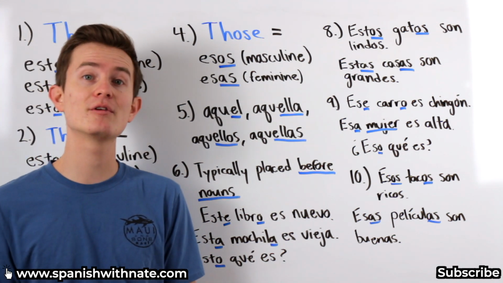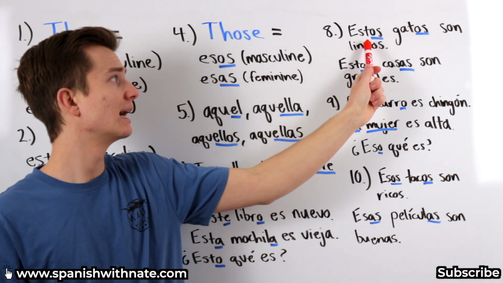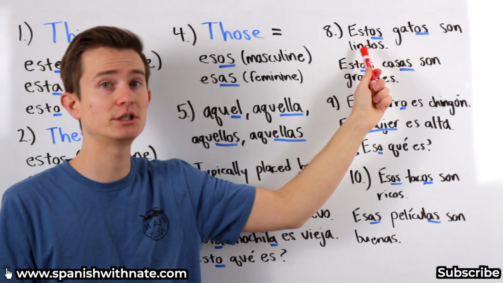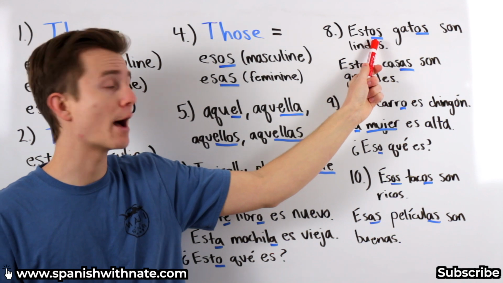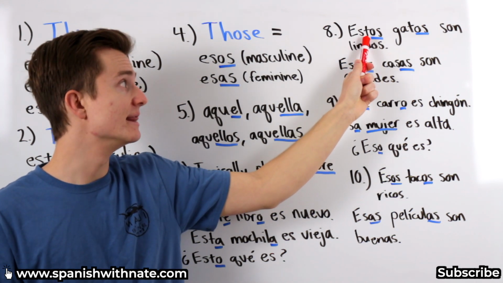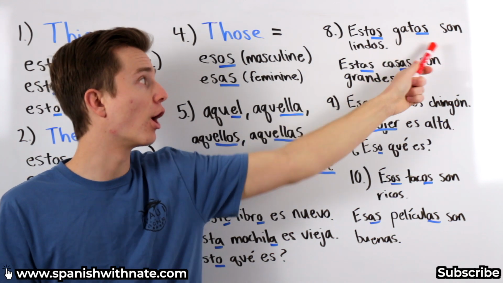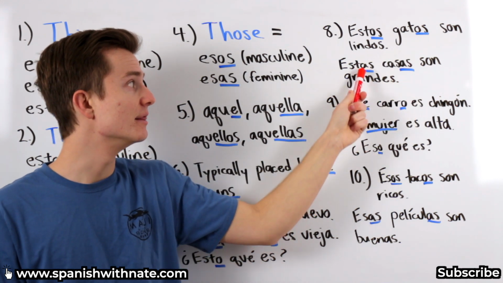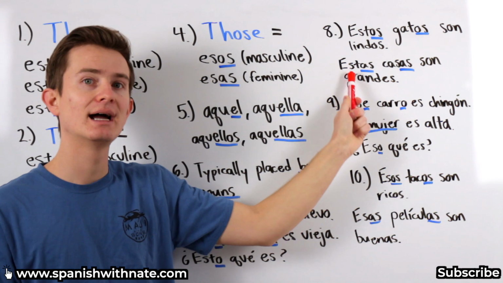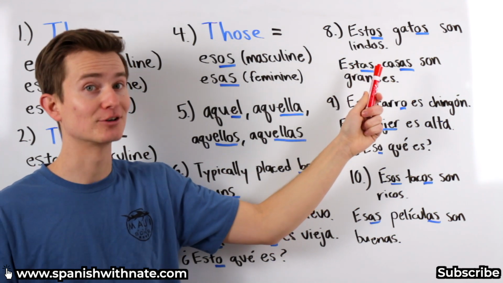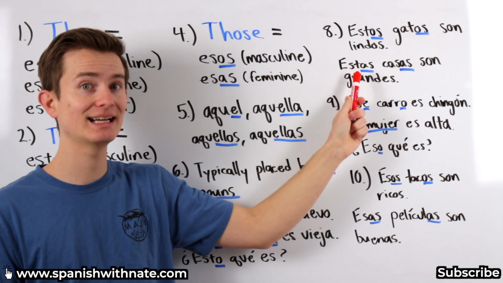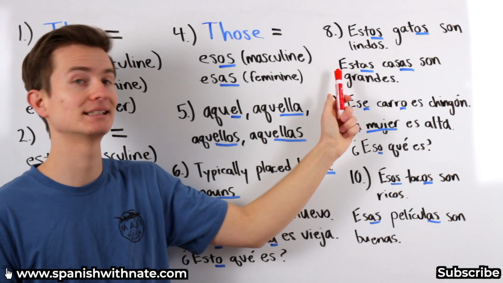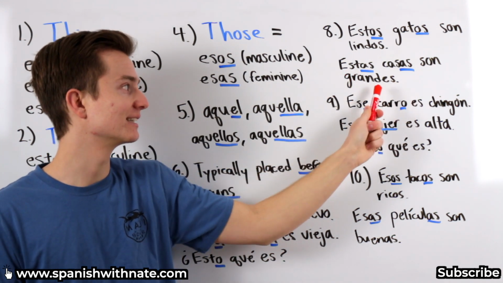All right? Okay, now moving on to these examples over here. Okay, estos gatos son lindos. Okay, these cats are nice or cute. Okay, so estos is that masculine plural, meaning these. Okay, these cats, remember this is masculine, are cute. Okay, estas casas son grandes. These houses are big. Okay, estas, not estás, right? It's not ¿cómo estás? No, it's estas. Okay, right? Estas, estás. Estas casas son grandes. Okay?